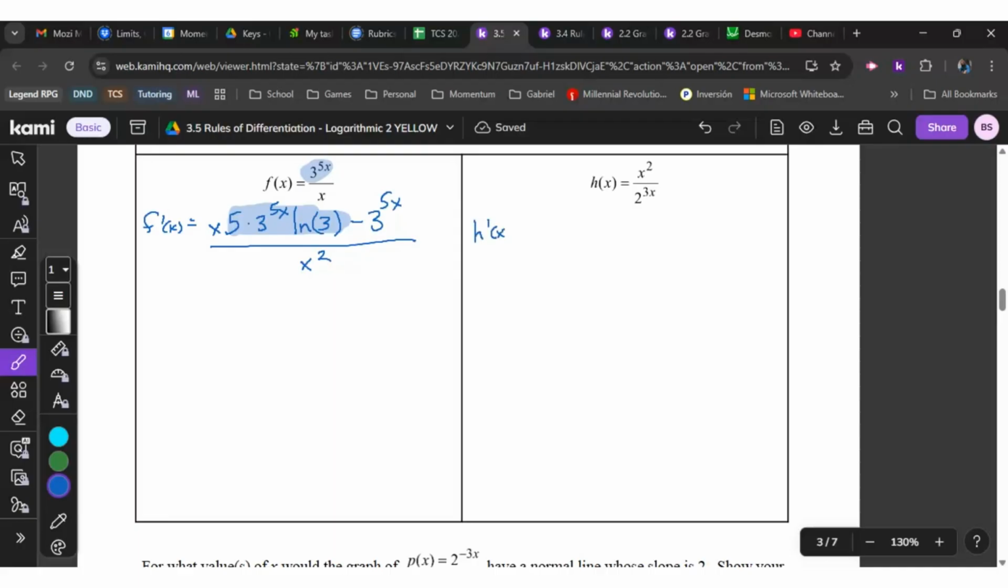All right, so h prime of x then. Low, 2 to the 3x, d high times 2x, minus high d low. This is where it's a little more complicated again. So it's going to be times 3 times 2 to the 3x times ln 2. Perfect. It's not necessarily hard. It's just that there's 3 steps you've got to remember.